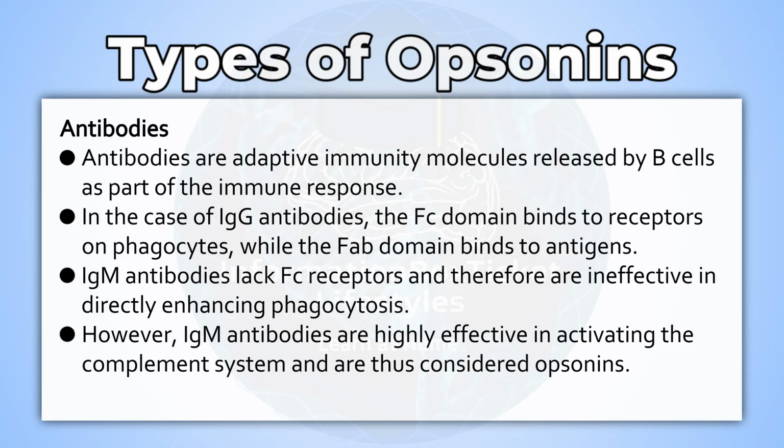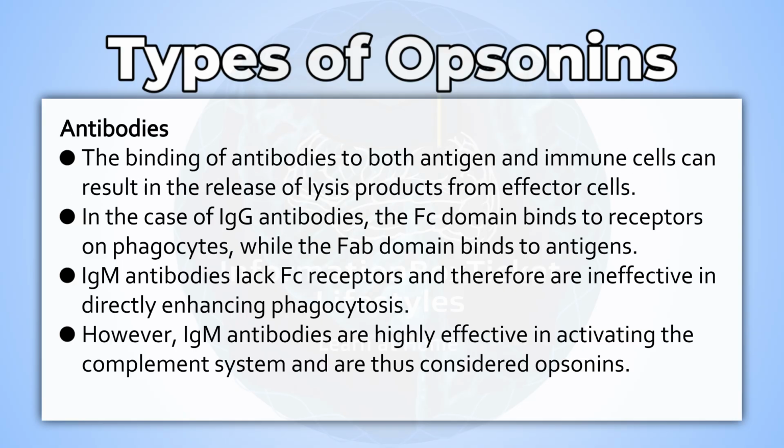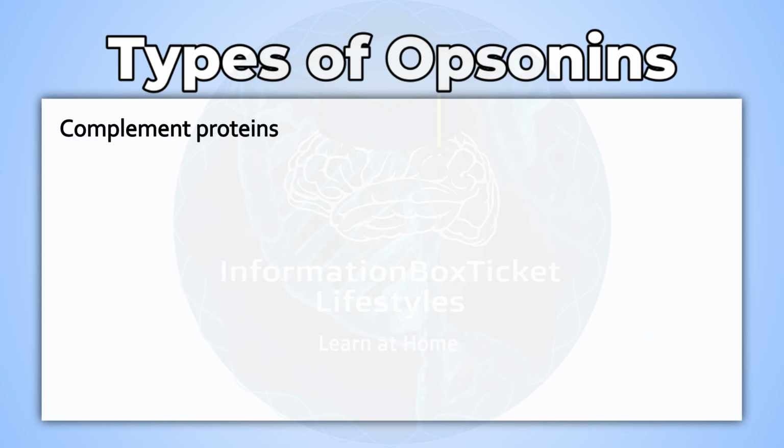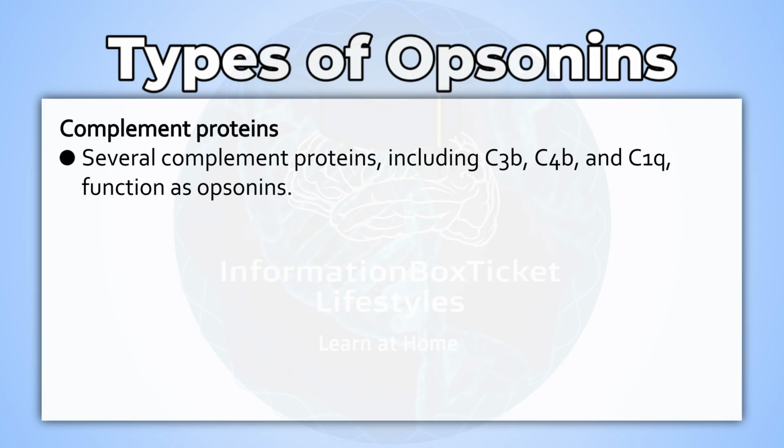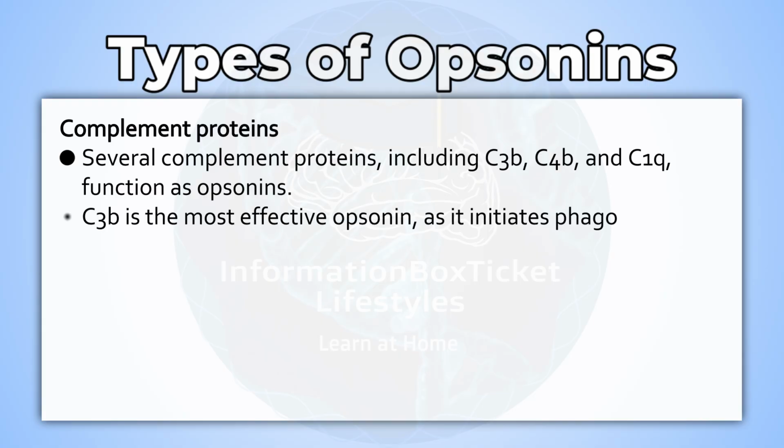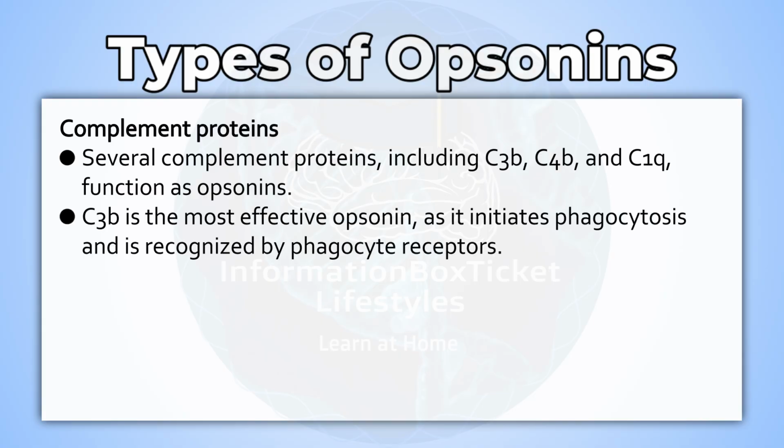However, immunoglobulin M antibodies are highly effective in activating the complement system and are thus considered opsonins. The binding of antibodies to both antigen and immune cells can result in the release of lysis products from effector cells. Complement proteins. Several complement proteins, including C3b, C4b, and C1q, function as opsonins. C3b is the most effective opsonin as it initiates phagocytosis and is recognized by phagocyte receptors.